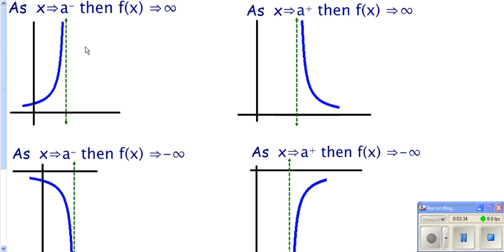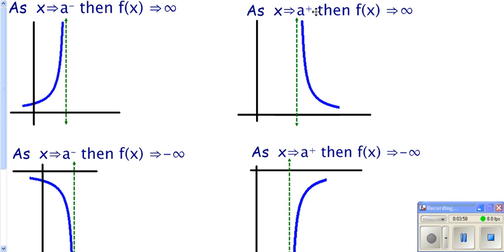We need to consider this here. This means as you come in closer and closer to A from the left side, so as you come in here from the left, what happens? Well, it's going up towards positive infinity, and so we're saying your function goes to positive infinity. Here, what happens as you come in from the left? Well, it goes down forever, so that means your function approaches negative infinity.